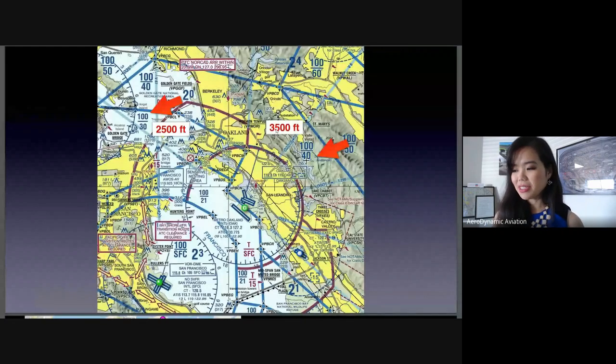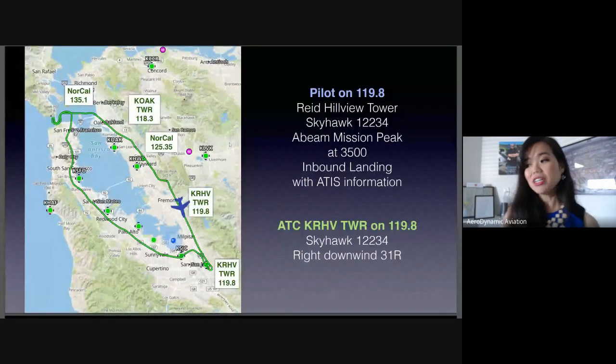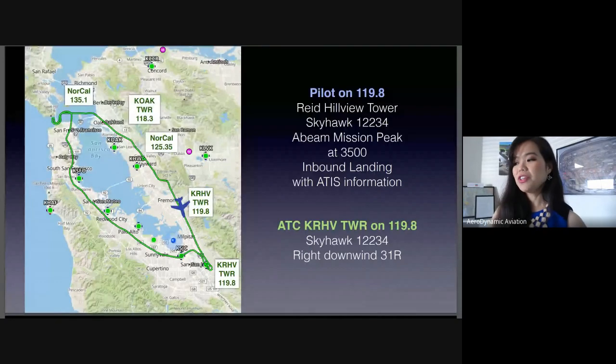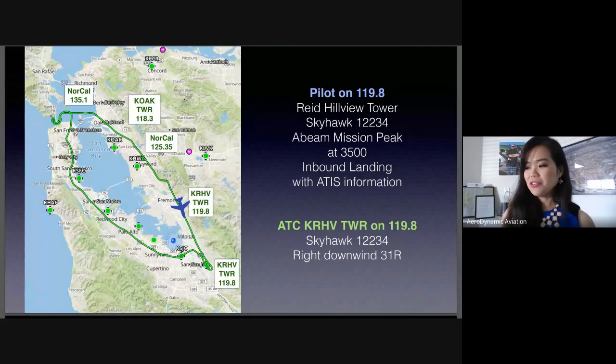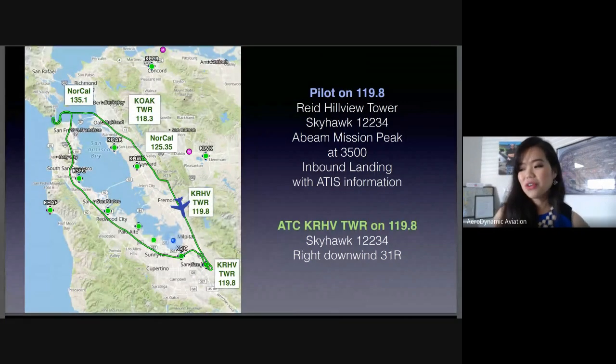So I would climb to 3,500, and I would hold that altitude all the way back to Reid-Hillview. Keep it super simple, unless I'm vectored otherwise. When I'm close to Reid-Hillview, I would say, "Reid-Hillview Tower, Skyhawk 12234, abeam Mission Peak." Mission Peak is a mountain that's about 10 miles northwest of Reid-Hillview. "Abeam Mission Peak at 3,500 and inbound for landing with ATIS information." And Reid-Hillview Tower will say, "Skyhawk 12234, right downwind, 31 right," if the wind is favoring 31.